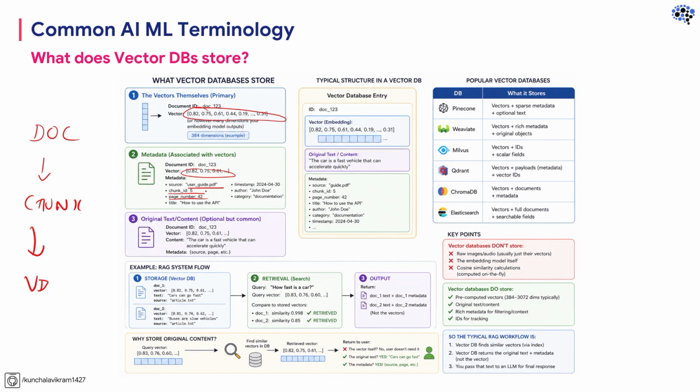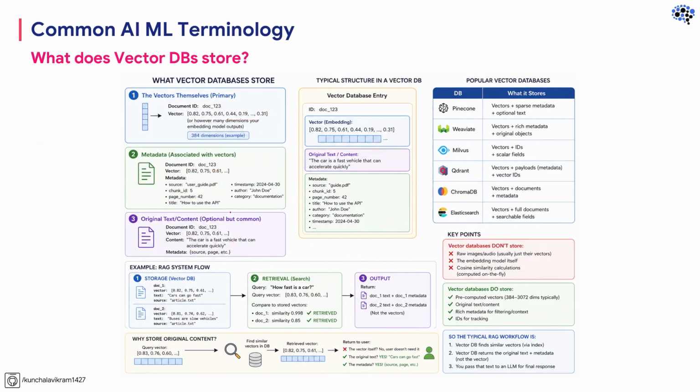So this is metadata, and also the timestamp or the category. It is information about that vector: where that vector is coming from, which chunk, and what is the source of that chunk, right? And along with the vector, I'm also storing the content of that chunk and the associated vector. So this is the original text plus the vector.